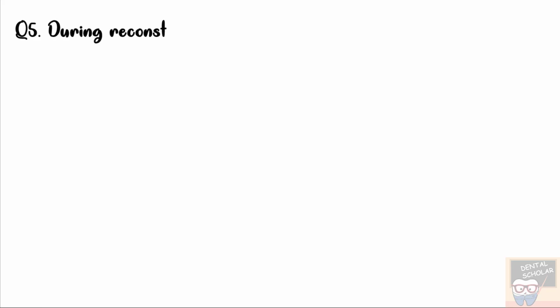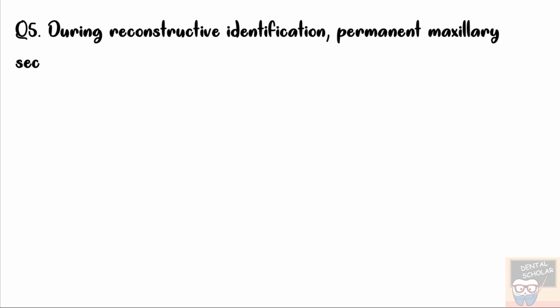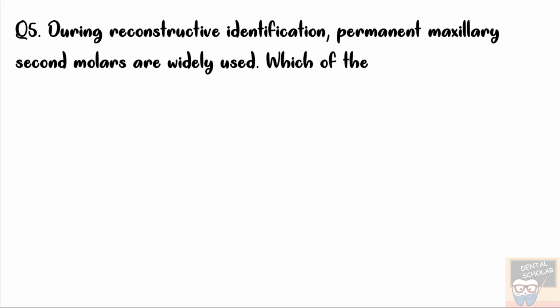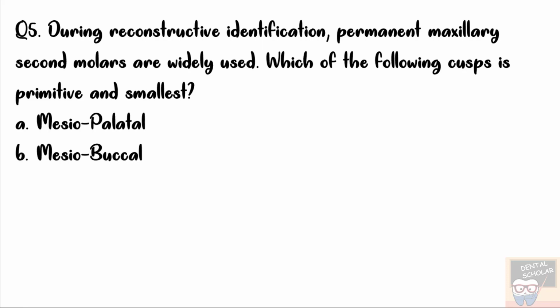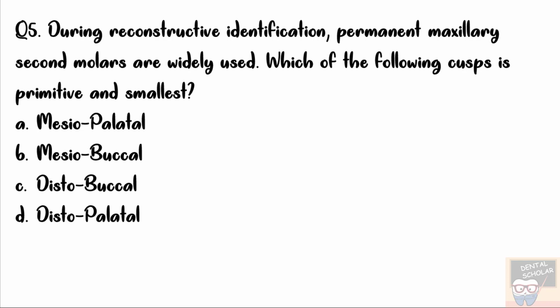During reconstructive identification, permanent maxillary second molars are widely used. Which of the following cusps is primitive and smallest? Option A, mesiopalatal, option B, mesiobuccal, option C, distobuccal, and option D, distopalatal. The correct answer here is option D, that is distopalatal cusp.